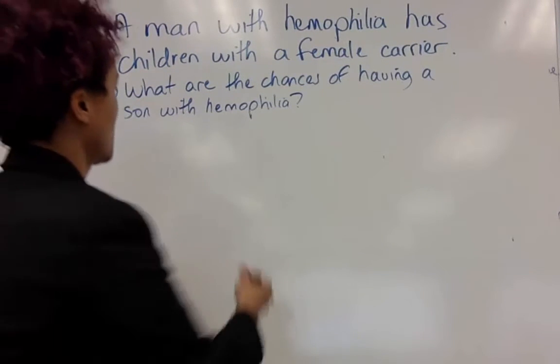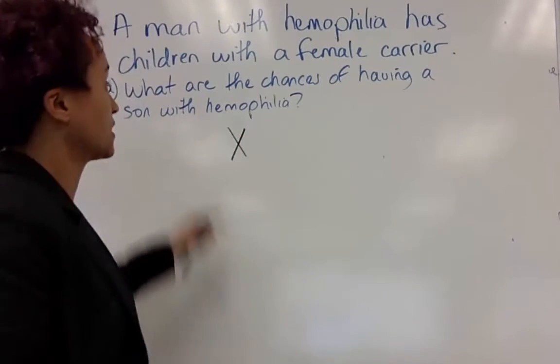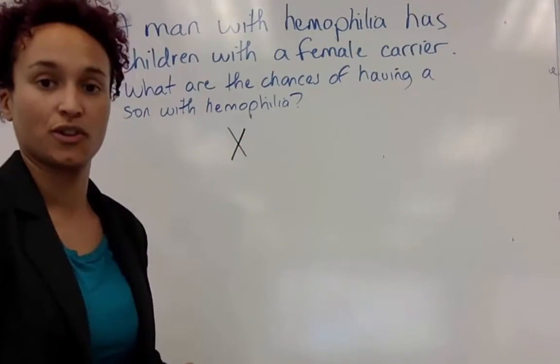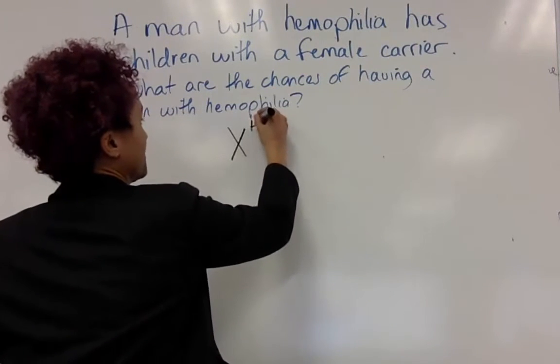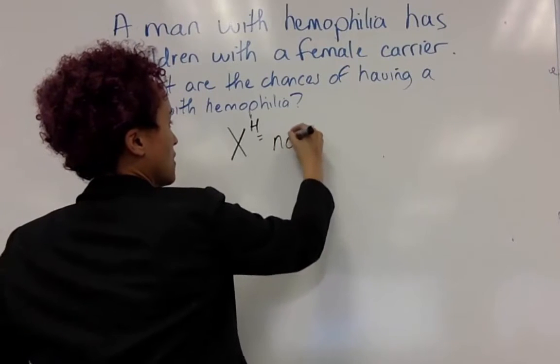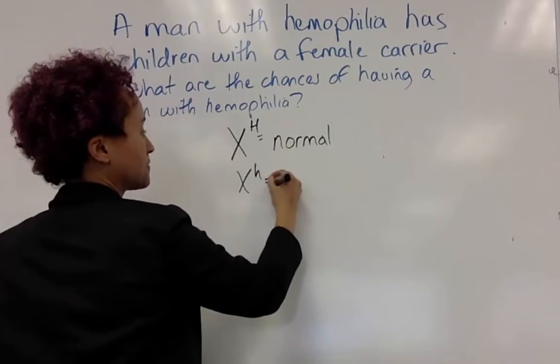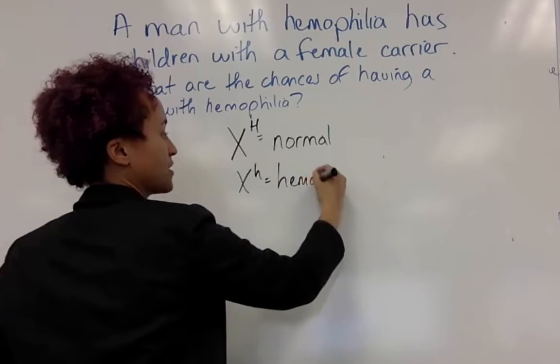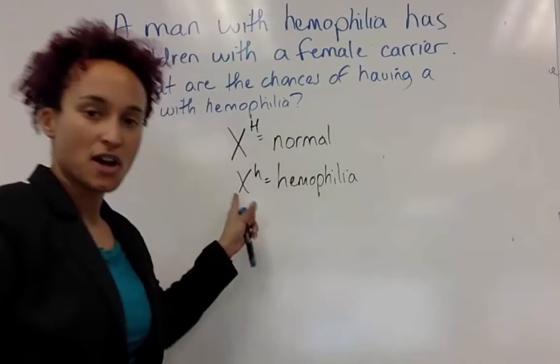So we'll start this off the same way that we would all of our other problems, with our legend. We want to make sure that we have the sex chromosomes in there because that's going to have an influence over the gender of the child and their chance of getting the disorder. So, as we mentioned before, the dominant one is going to be normal, and hemophilia is actually the recessive trait. So we've got our legend.